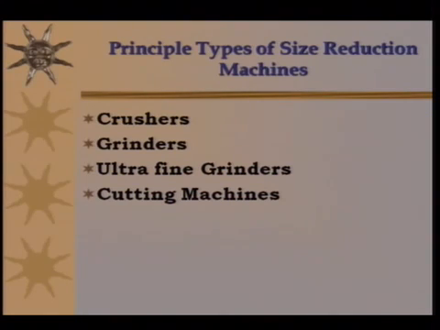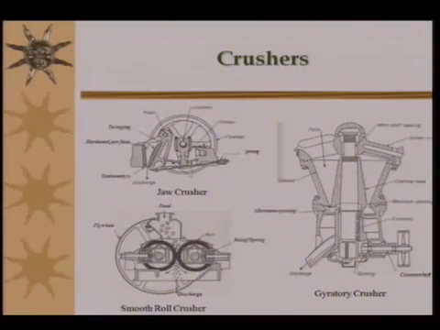Now you see, all these size reduction unit operations can be carried out on different machines. The first machine is subgrouped as crushers, the second we call grinders, the third as ultra fine grinders, and then we have cutting machines. I will be dealing one by one with each and every aspect of these 4 types of size reduction machines.